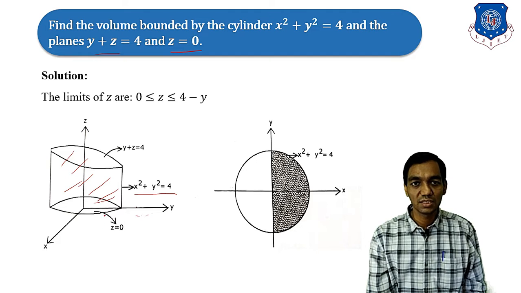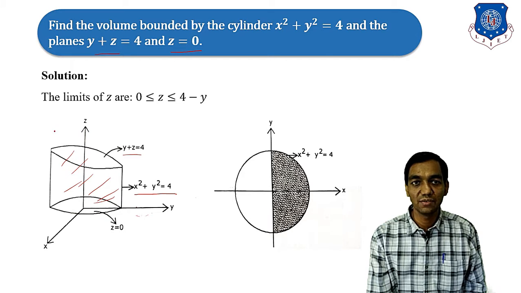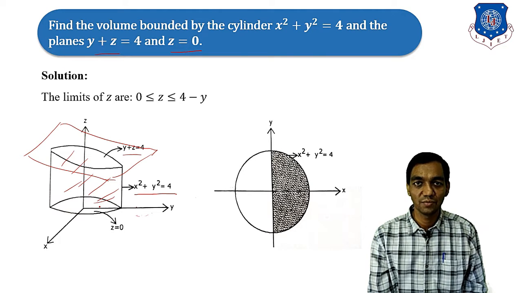Okay, so the lower surface is the z is equal to 0 surface. The upper surface is nothing but a plane. That means you have the plane y plus z, the plane by which we have cut, and that plane is your y plus z is equal to 4 plane.